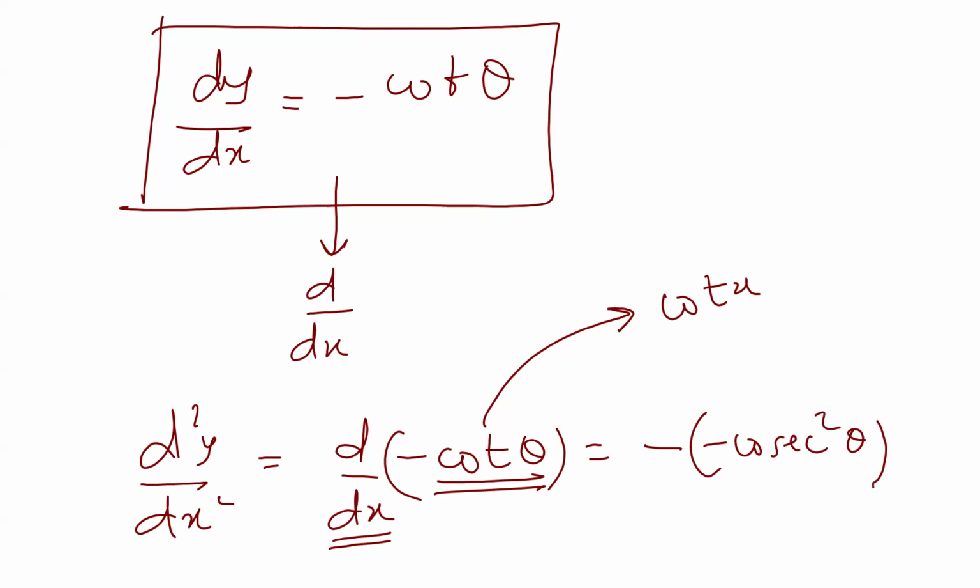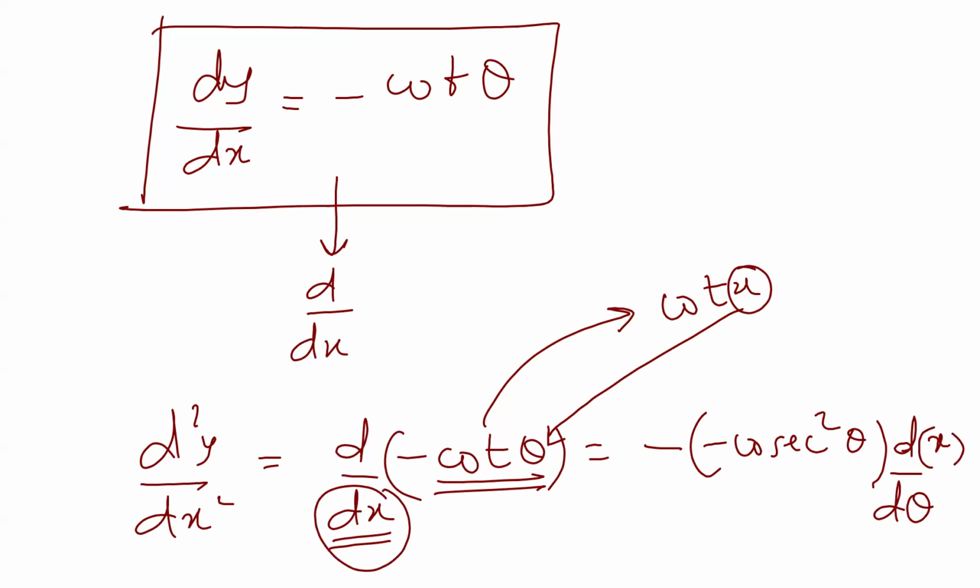into who is x over here? x is theta. d by dx of theta. This is the chain rule part because we are differentiating cot theta with respect to x, not theta. We're differentiating with respect to x, not differentiating with respect to theta. So chain rule will come.